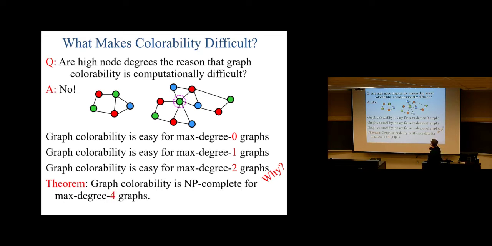And by the way, what about max degree 2? We haven't talked about that specifically. If a graph has max degree 2, is it 3-colorable? I would say, yeah, it's always 3-colorable. Why? Max degree 2. Why is it always 3-colorable? No exception.